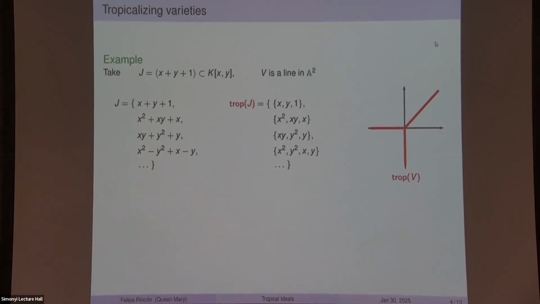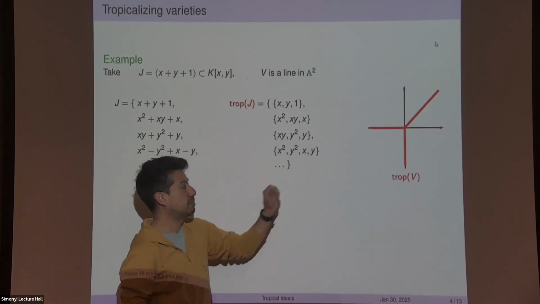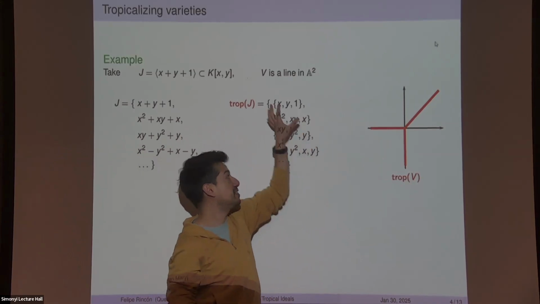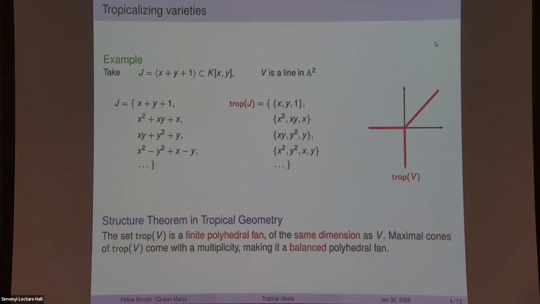Yeah, does that make sense? Is that example clear? I'm going to focus later on this, and we're going to forget a little bit about the varieties, and we're going to focus on this collection of subsets. But do let me know if something is not clear.